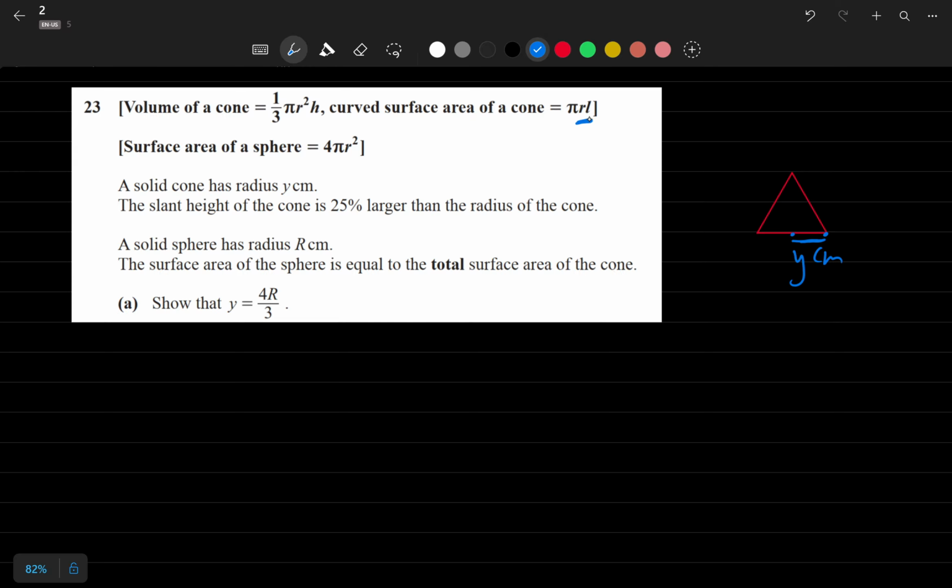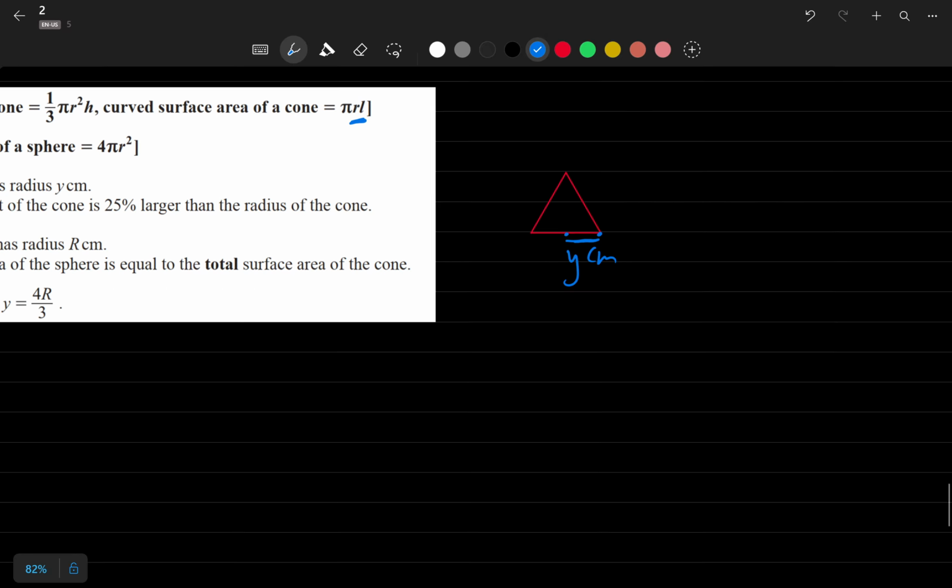Slant height is denoted by this L in the formula, and it is this length. So this length is equal to 25% larger. 25% larger means 1.25 y. 1.25 can also be written as 5 by 4 y.